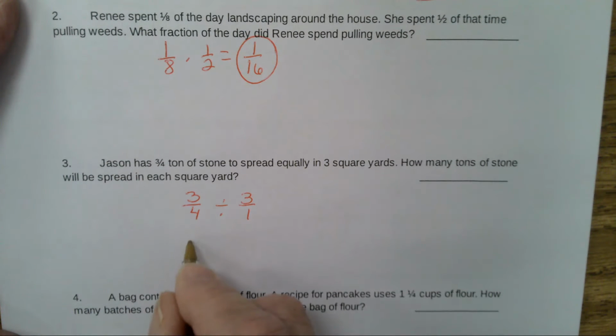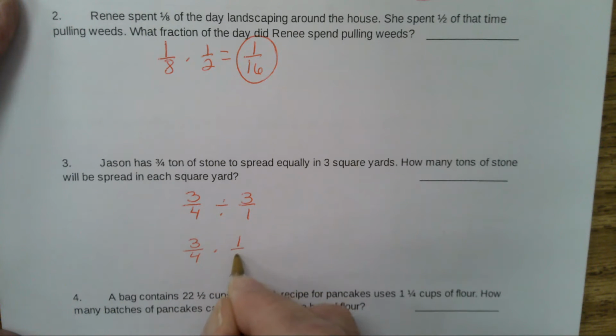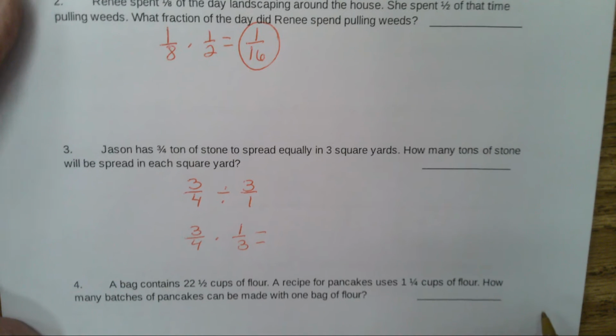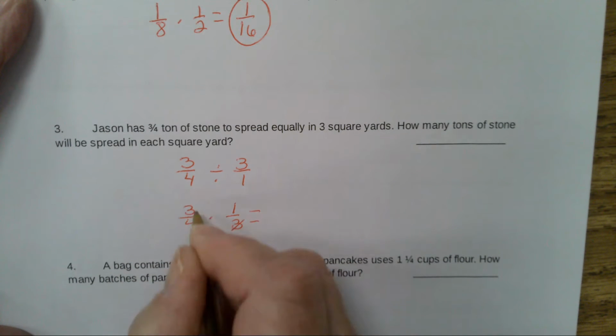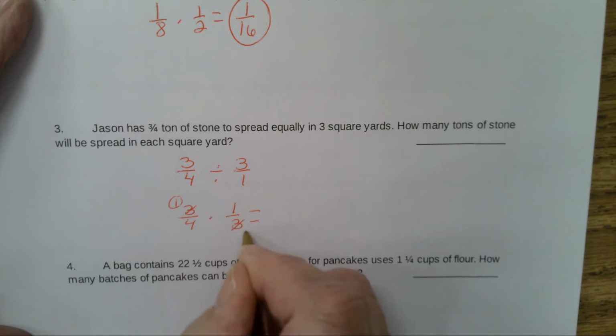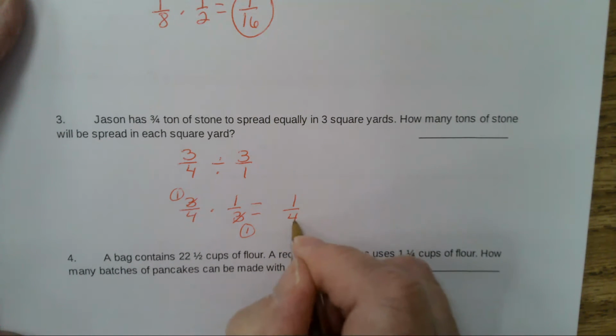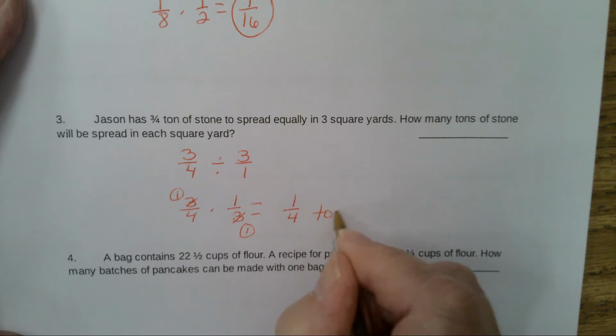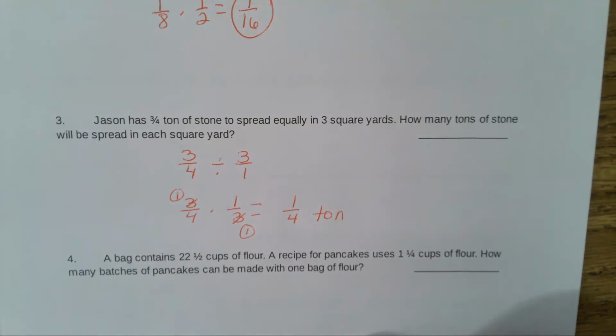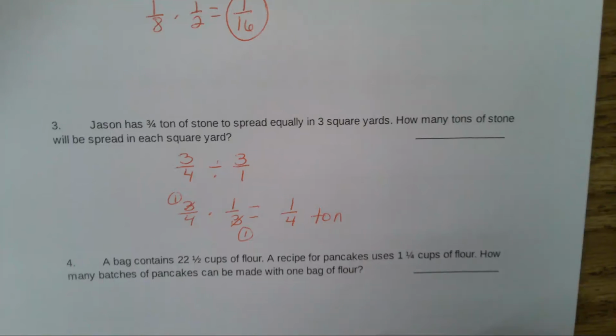So you're going to keep change flip. 3/4 times 1/3. That's pretty friendly. The 3's cancel out and turn into 1's. Am I going too fast? And the answer is 1/4 of a ton in each one of those. So the answer is 1/4 of a ton. That makes sense. You have 3/4. You're dividing it into 3 groups. 1/4 plus 1/4 plus 1/4 is 3/4. That's a nice easy one to check.